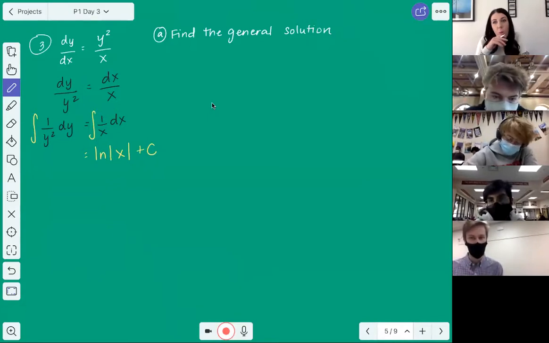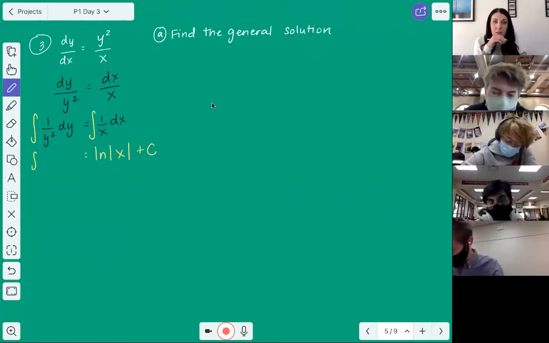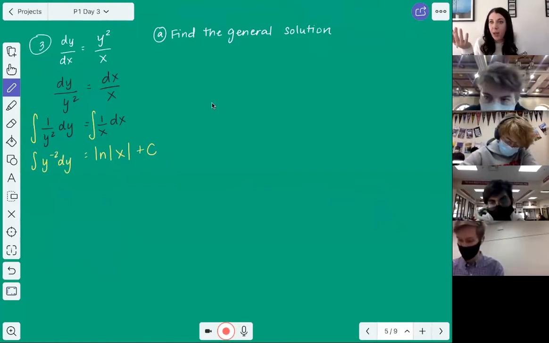So not quite. If you were to rewrite that as a power function, for example, what would that power function be, Dennis? Y to the negative 2. Y to the negative 2, right? So we only end up with ln when we have a y to the negative 1 because the power rule fails. So y to the negative 2 is a different thing, right?